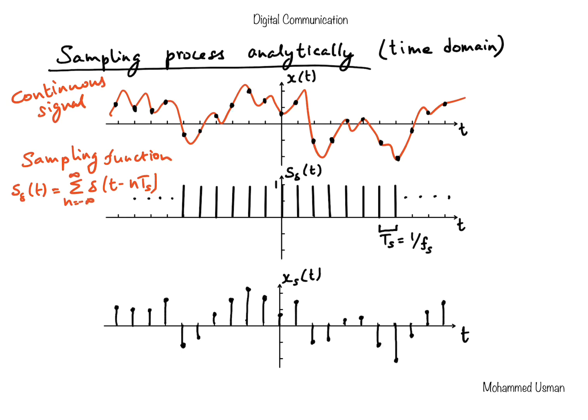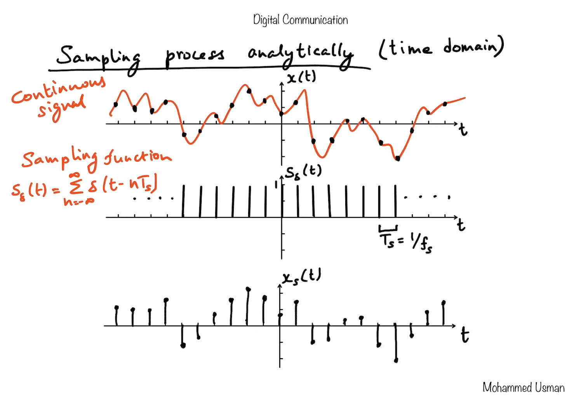So that's our sampling function s delta of t, where the amplitude of each of these impulses is 1, and the time separation between the impulses is equal to the sampling period Ts, which is equal to 1 upon Fs. So that's our sampling function.